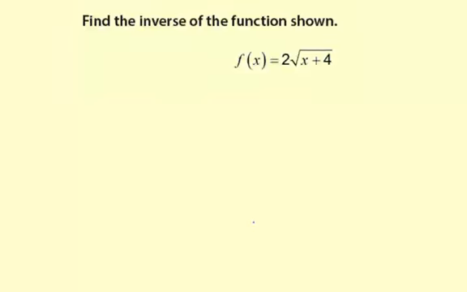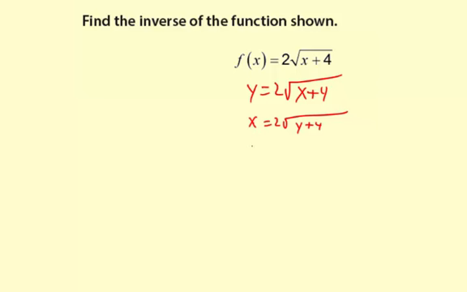Find the inverse of the function shown. Here we have f of x equals 2 times the square root of x plus 4. So what we're going to do is write it as y equals 2 square root of x plus 4, switch the x and the y, and then solve for y again. So the x goes here and the y goes here.